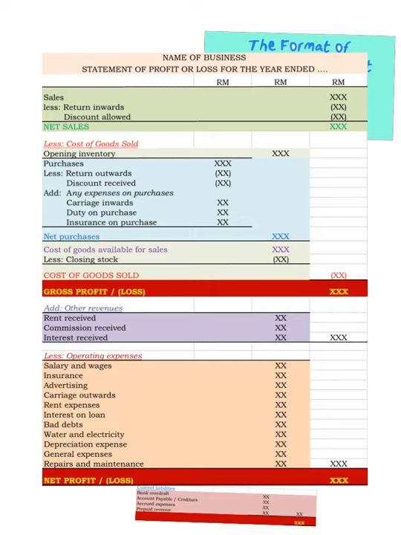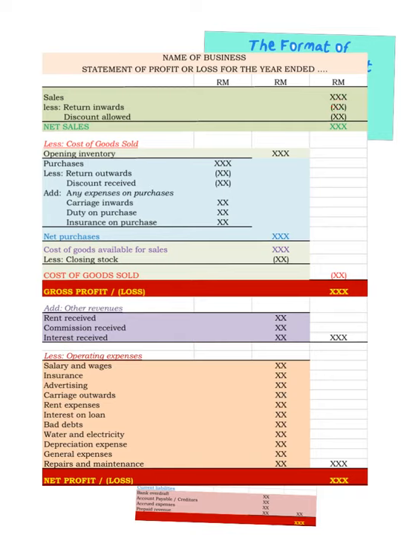Okay, now let's look at the columns first. You can see that we have 4 columns here. This is the first column here, the second column here, the third column here, and we have the fourth column. So why do we have so many columns? These are actually meant to do different things. Don't get confused with the many columns that we have.